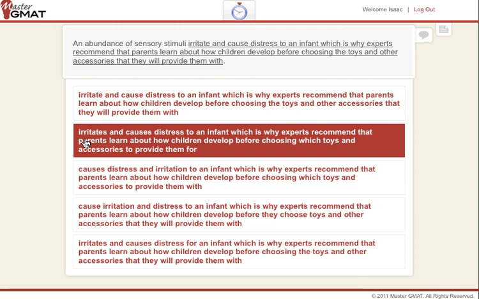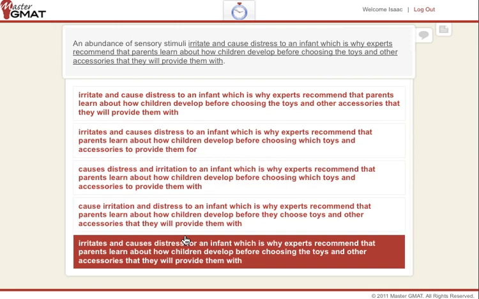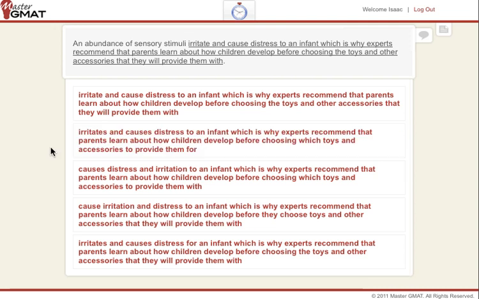So what do you do in that case? Well, you actually look for the little differences among them. Now, one of the major differences is, take a look at the end, to provide them for versus to provide them with and provide them with. Well, obviously here we're talking about prepositions, provide for, provide with. And what would be the correct preposition? This is what we call an idiom.